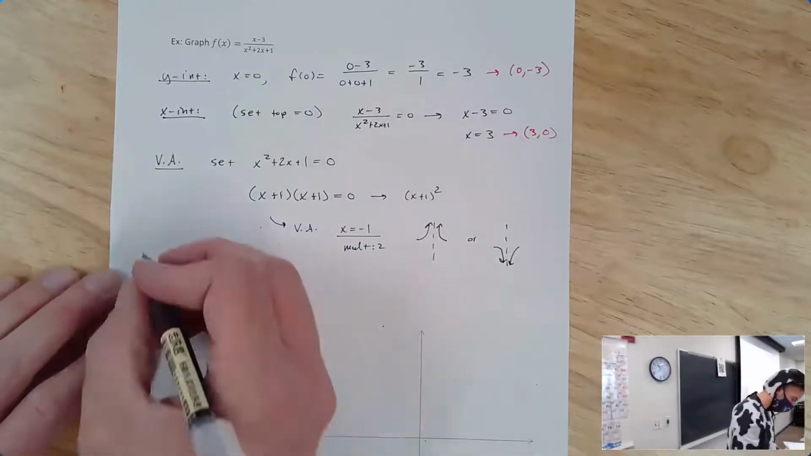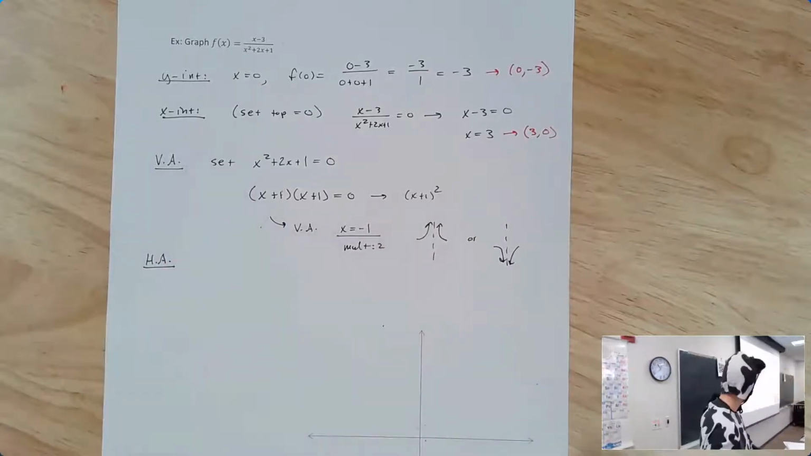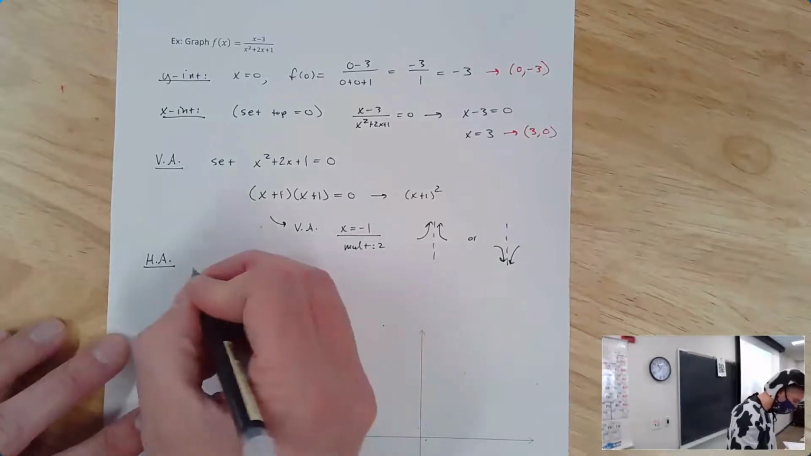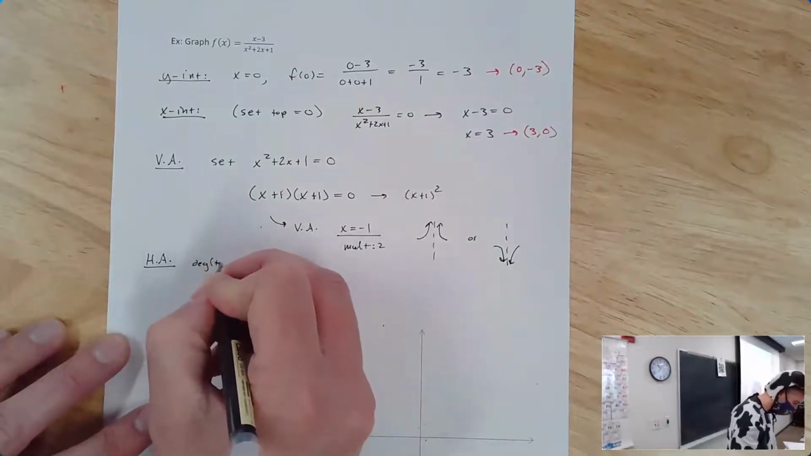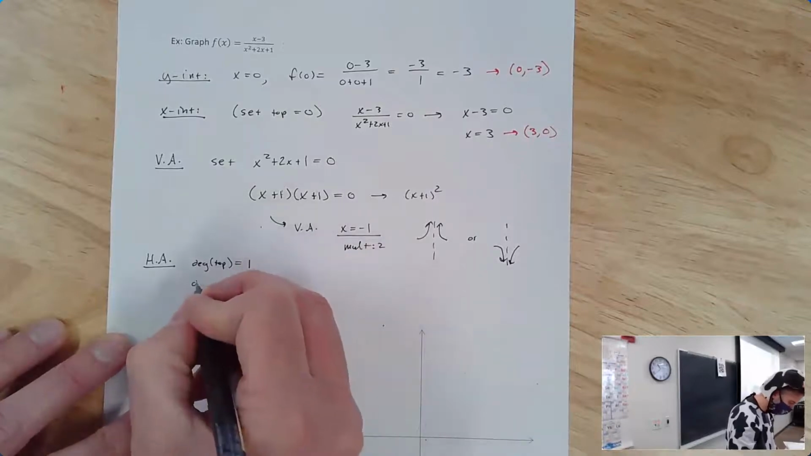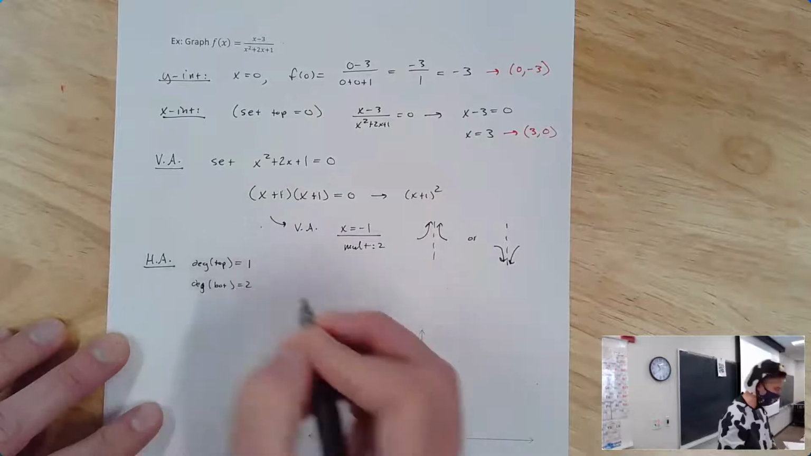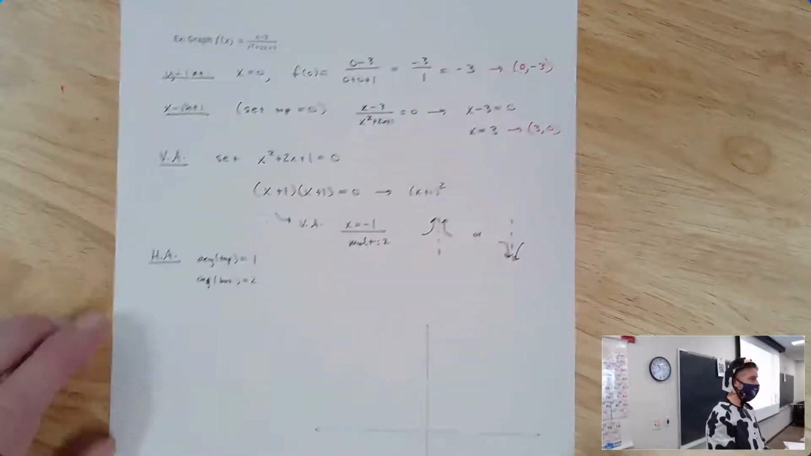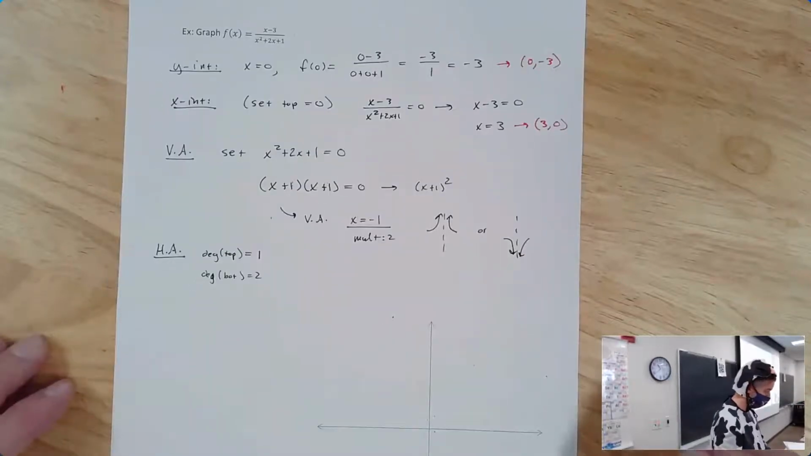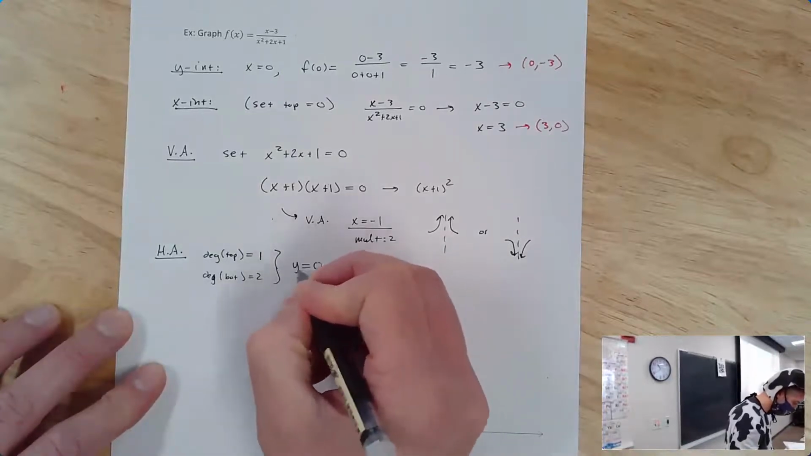And then we should find the horizontal asymptote. Let's see, what's the degree on top? And I know you guys know, it's definitely 1. What's the degree on the bottom? Definitely 2. So that means the degree on top is less, which means our horizontal asymptote is what? Right.